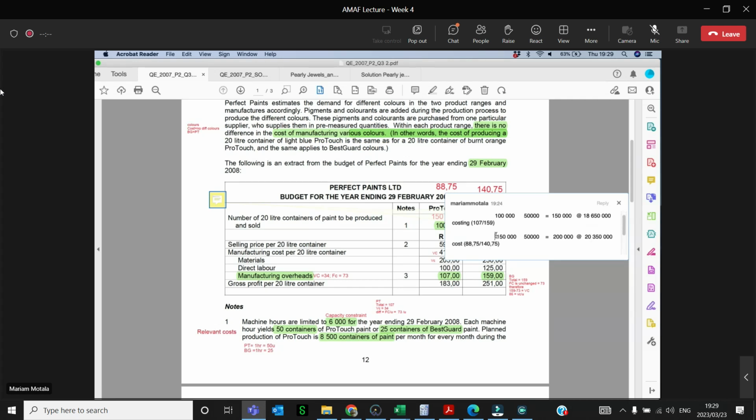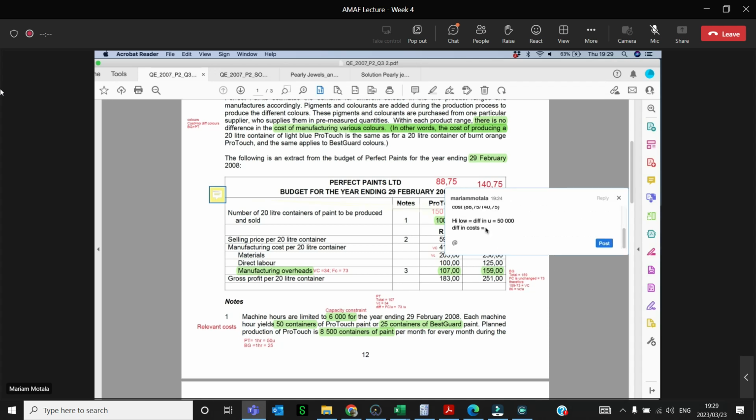You will come up with 20,350,000. And that's the differential that I'm talking about here, that your difference in units is 50,000 and your difference in cost is 20,350,000 minus 18,650,000. So applying that, and if you divide it by 50,000, that's how you would have arrived at your costing of 34 rands per unit, which is equal to the variable cost per unit.